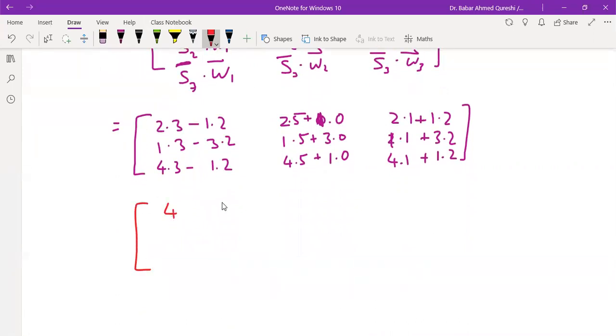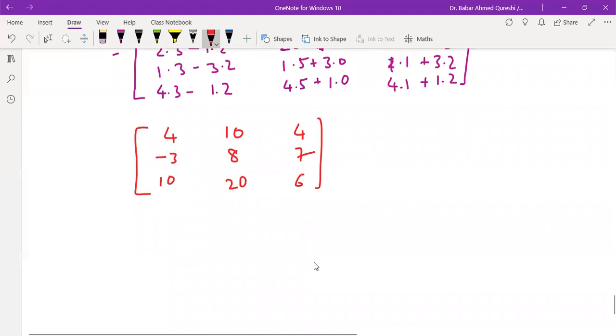So I get a 4, 10, 2 plus 2, 4. I should have been writing the columns first. Minus 3, 10, 8, 20, 7, and 6. Similarly, you can do it the other way around.